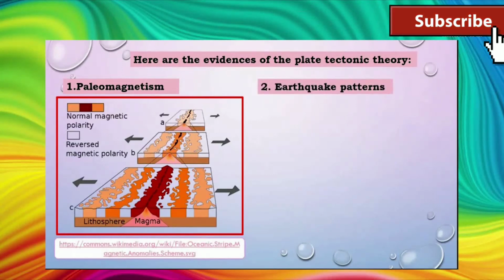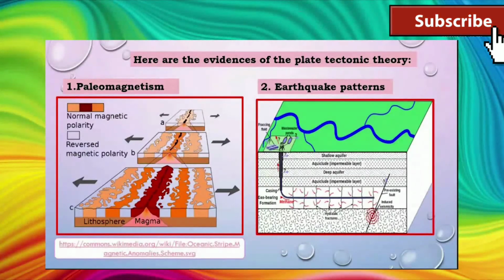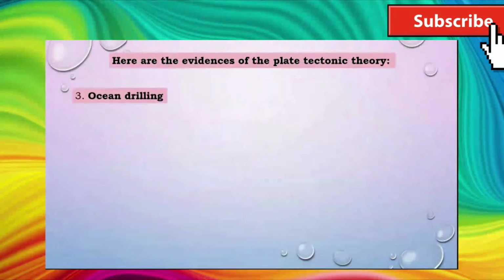The second one is the earthquake patterns. It tells about the shallow focus earthquakes that occur within the trench where descending plates interact with the lithosphere, and the deep focus earthquakes that occur toward the mainland when oceanic lithosphere plunges into the mantle.